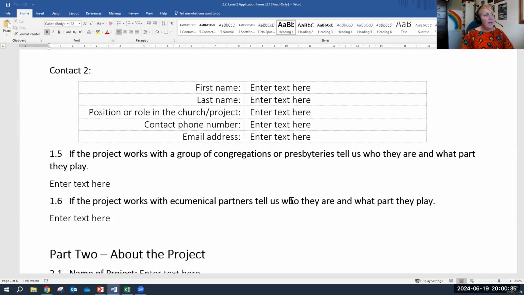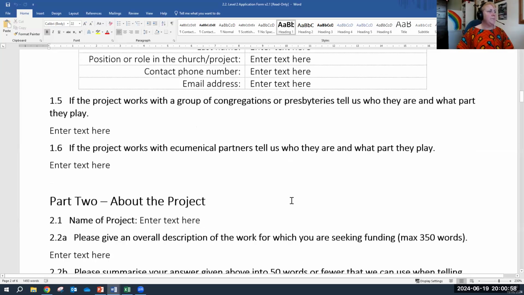And also here in 1.6, that's exactly the same with ecumenical partners. We don't mind. We love some ecumenical work. Yes, please. But just tell us what they're going to be doing, how you're going to be working together, and whether or not there is any particular ring fencing. They're going to do this and we're going to do that. We just need to know so that we understand your project.